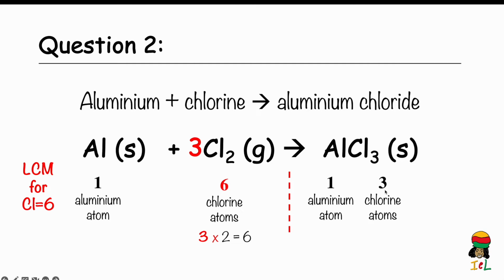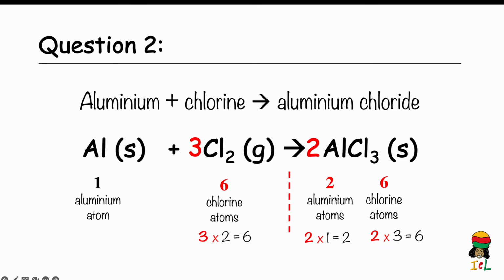So on the product side, there are 3 chlorine atoms. What multiplier would increase 3 to 6 chlorine atoms? And that would be 2. So 2 times 3 we know would give us the 6. As a result, we put the multiplier in front of the formula of the compound that contains the chlorine atoms. And so now we have 2 times 3 chlorine atoms, which gives 6 chlorine atoms. The multiplier also changes the number of aluminium atoms in the compound. So now we have 2 times 1 aluminium, which gives 2 aluminium atoms.